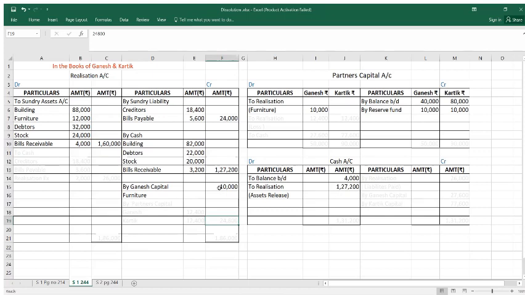So the entry will be realization account debited to cash.